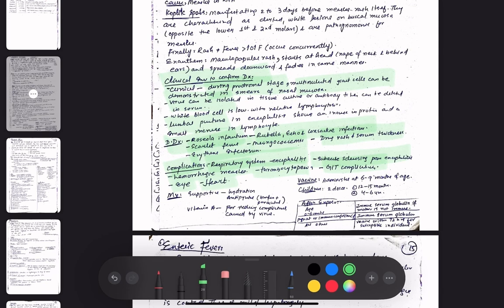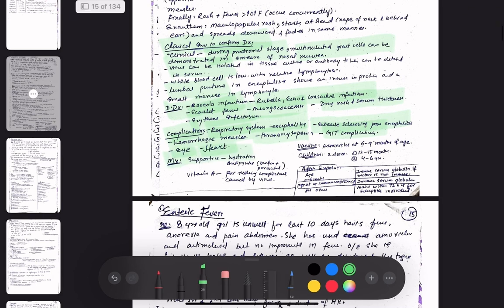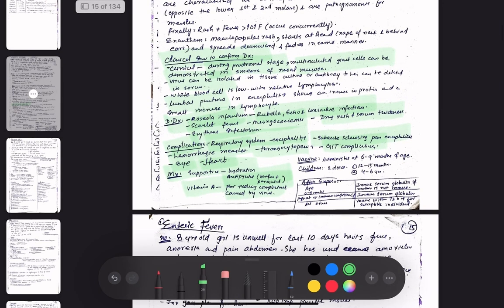All this can occur due to measles. The management option for measles is supportive treatment, that is hydration and antipyretics, such as brufen and paracetamol. Vitamin A is given for reducing the complications caused by the virus. The virus can affect the eyes and lead to blindness, so vitamin A is given.